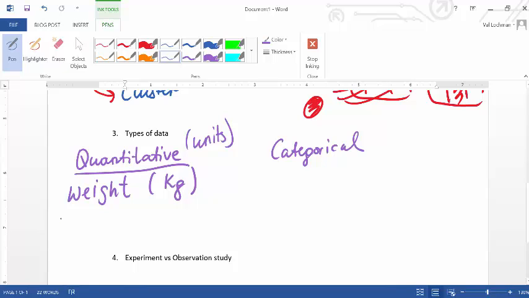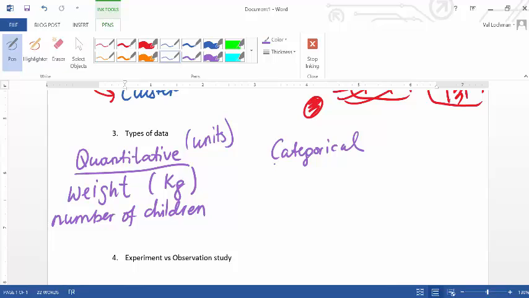Let me think. How about number of children? Number of children in a family. Okay. So the units in this case would be the kids themselves, right? So you can count them, 1, 2, 3, and so forth. So that's your number of children.